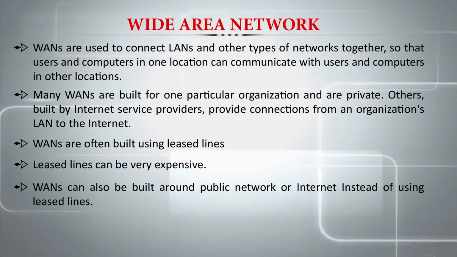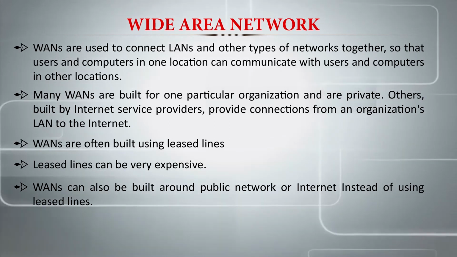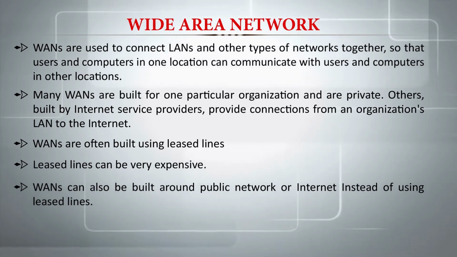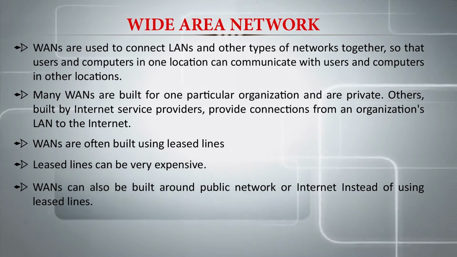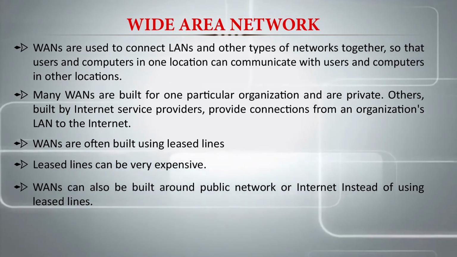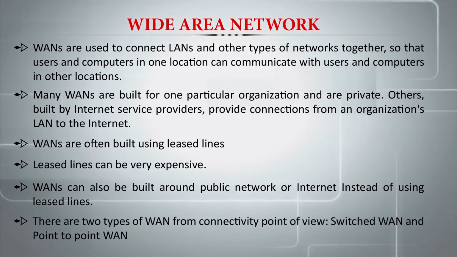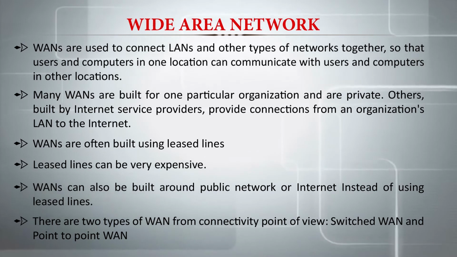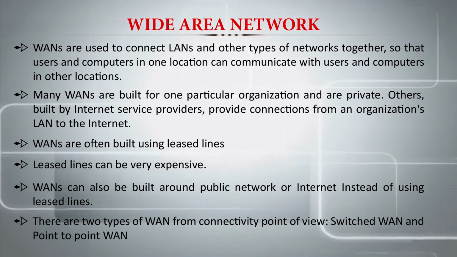A WAN can be built around public networks also. You can use normal telephone lines, or if some organization wants a dedicated link for internet connectivity or sharing resources, then they have these lines, but it is a very costly proposition. There are two types of WAN from the connectivity point of view: we say switched WAN and point-to-point wide area networks.